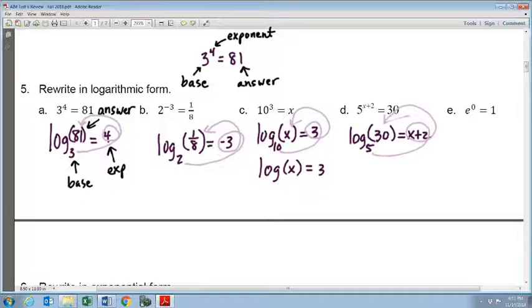Let's move on to the last one here. So this is a base e log, and that would be of 1 equals 0. Again, to check it, it would be e to the 0 power equals 1. And of course, we don't write log base e of 1. We write natural log of 1, which means our base is e. All right, let's move on to the next slide.